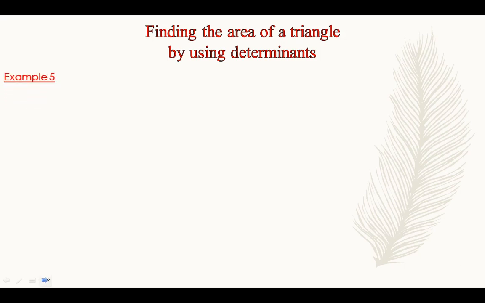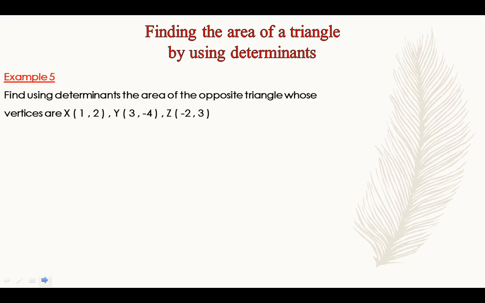Example 5. Find using determinant the area of the opposite triangle whose vertices are x coordinate 1 and 2, y coordinate 3 and negative 4, z coordinate will be negative 2 and 3. Here in this problem we want to find the area of the triangle if we know the vertices of this triangle. But in this way we are going to use the determinant. So how can we find the area?